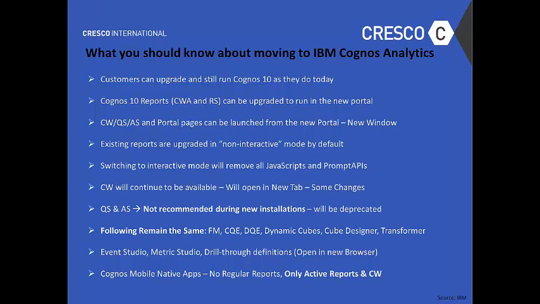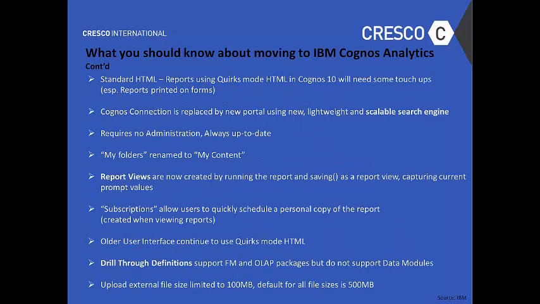IBM would not do that. Other products like Event Studio and Metric Studio will also work just the way they're working. They will open in a new browser, as well as drill-through definitions. Going to the mobile native apps, they will not allow any regular reports, only active reports and Cognos Workspace. So just make sure that if you have users who heavily use the mobile app, now is a good time to convert your current regular Report Studio reports into active reports on Cognos Workspace. Some other things.